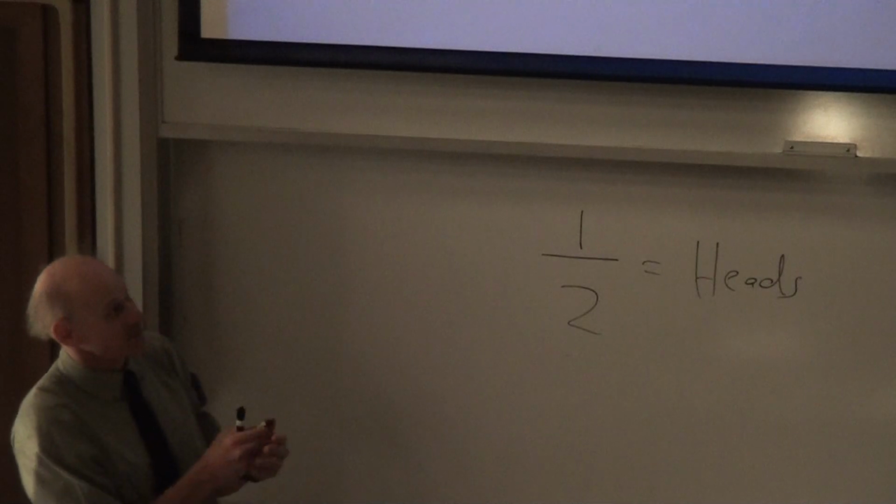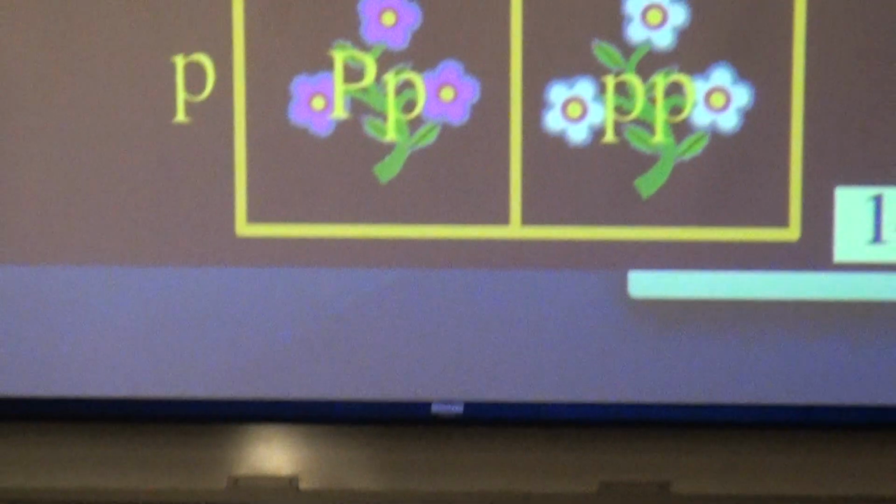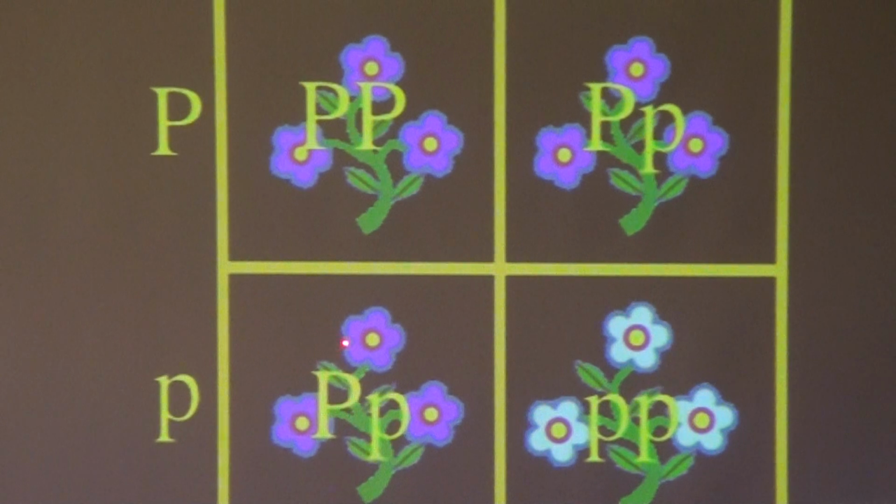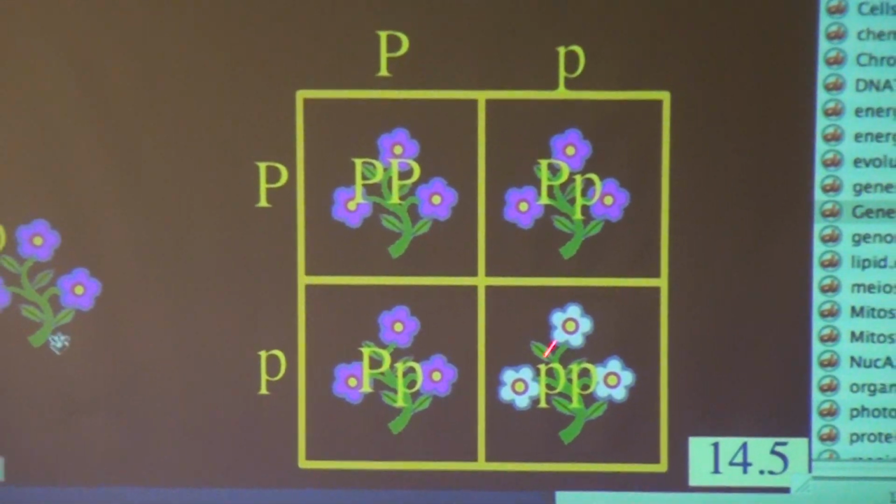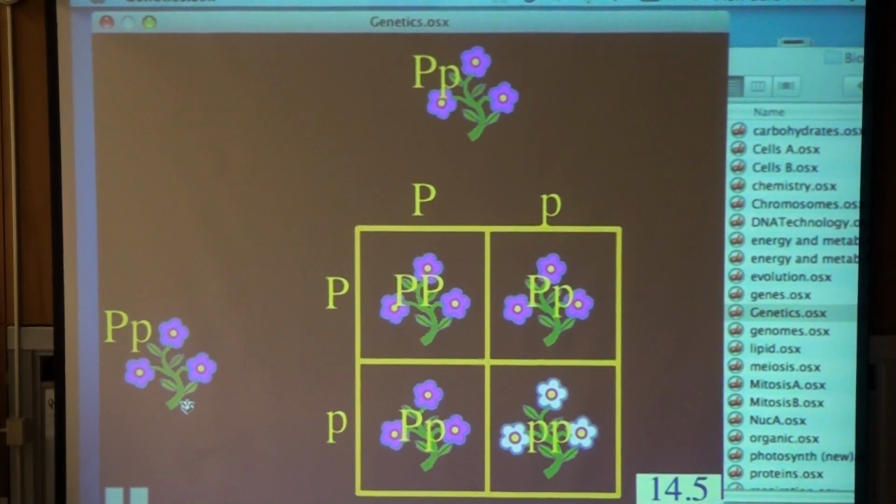So this says for each and every offspring, no matter how many offspring you have, each and every individual offspring has a 3 out of 4 chance of coming out purple and a 1 out of 4 chance of coming out white.